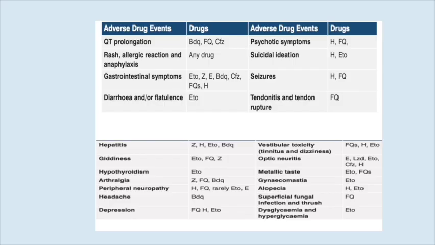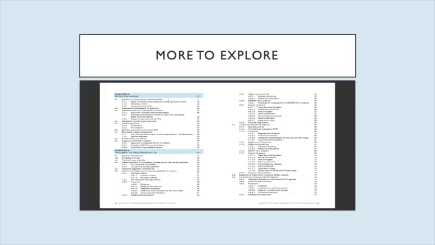Adverse effects, as I said, QT prolongation with bedaquiline, fluoroquinolone and clofazimine. Any drug can cause rash, any drug can cause GI symptoms. Ethionamide especially causes diarrhea, psychotic symptoms, clofazimine also, suicidal tendencies, seizures and tendinitis with fluoroquinolones. And other than that, hepatitis, as in first line TB drugs, giddiness, thyroid issues, depression, they are all common. So this is a very good list given in the guideline statement.